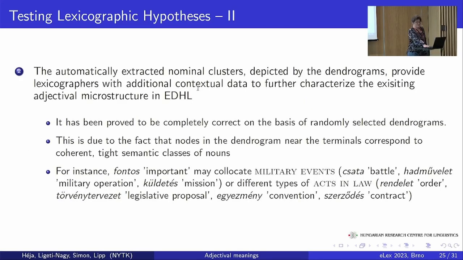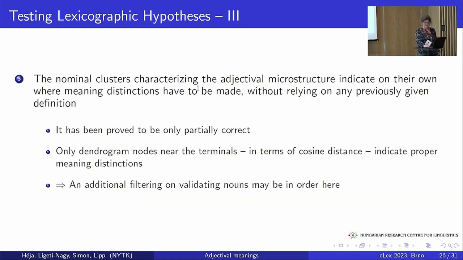Then the automatically extracted nominal clusters depicted by the dendrograms provide lexicographers with additional contextual data to further characterize the existing adjectival microstructure in the dictionary. It has been proved to be completely correct on the basis of randomly selected dendrograms, which was not very surprising due to the fact that the nodes in the dendrogram, in the binary trees I showed you, near the terminals, quite strictly correspond to coherent semantic classes.